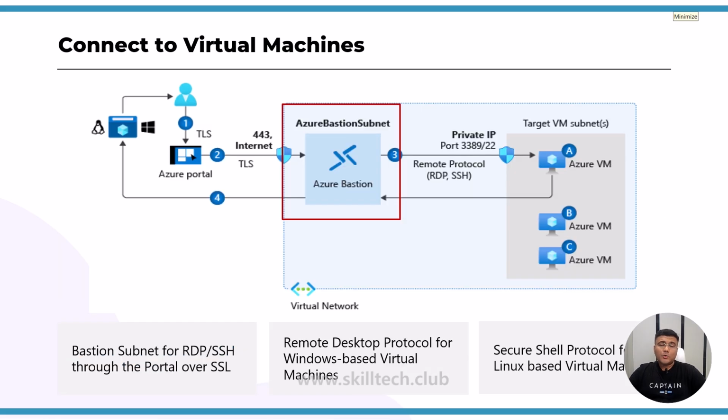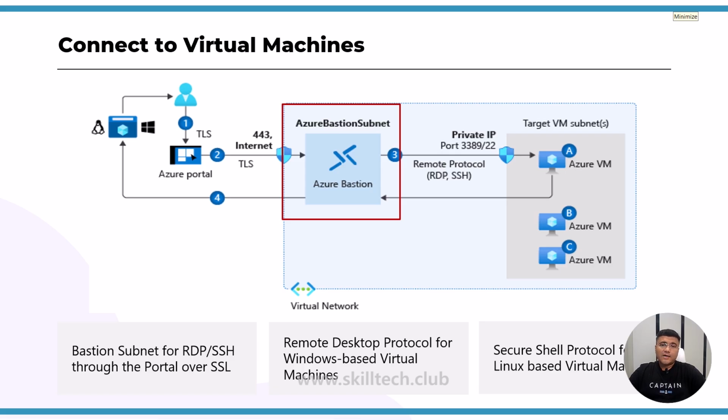Now, if we want to connect to a virtual machine, obviously the simplest way is to use your RDP and SSH ports. And based on those port numbers, you will be able to connect to your virtual machines. But in those kinds of scenarios, we mostly expose our public IP address. Without exposing this public IP with RDP and SSH ports, you can actually use Azure Bastion.